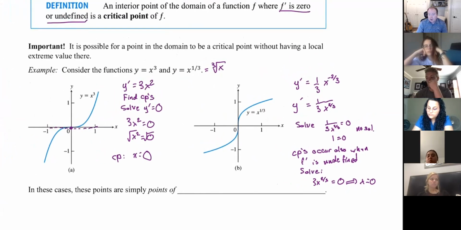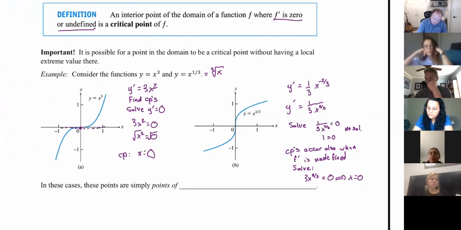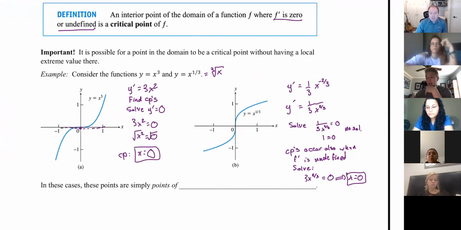So these right here, we have critical points. Our critical points in both cases are x equals 0. And in these cases, they're not extreme values, but what we're going to learn, I think, in section 4-4, these are actually points of inflection.